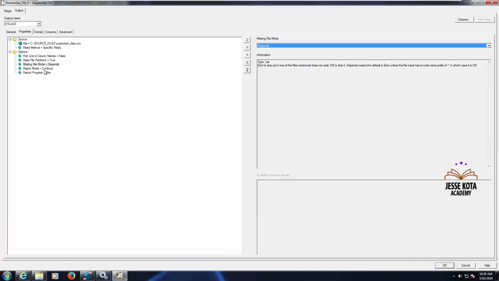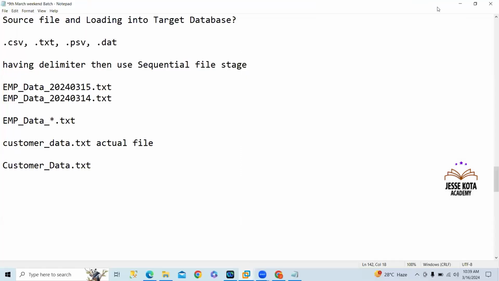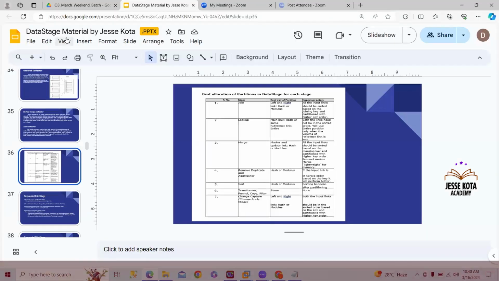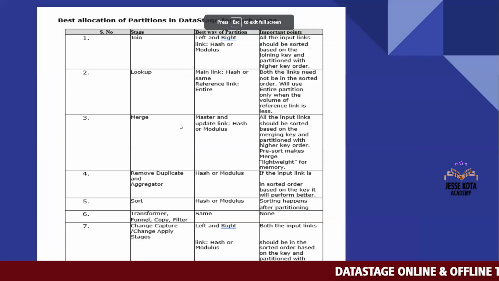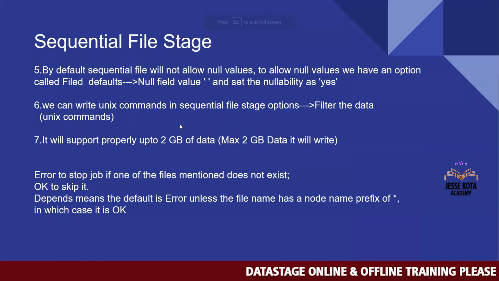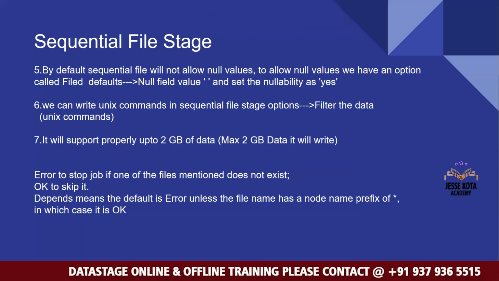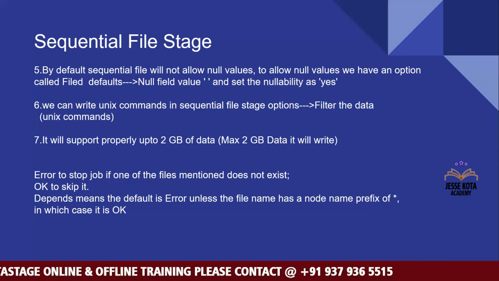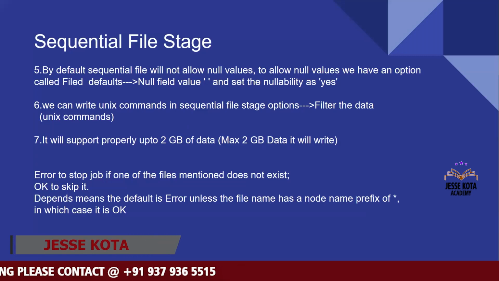And here we have reject mode. So what is the reject mode here? Normally the sequential file stage does not support null data. For example, I have null values in my file. Normally the sequential file stage won't support null data. So by default it will not allow null values. To handle the null values, there is an option. We need to set the null field value to a single space, and we need to set nullability to yes.